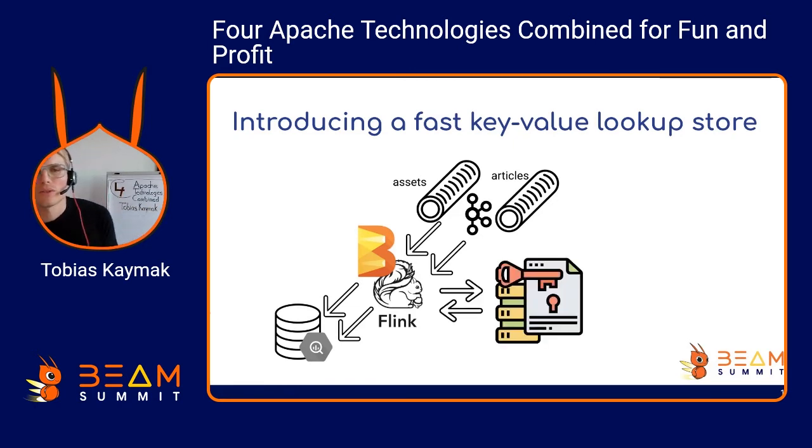Now let's introduce a fast key value lookup store to this scenario. Having a fast lookup store means no more calls to the APIs, so no more overloading, which is great. The key value-based lookup store would be queried by the pipeline and provide the necessary information. The next questions were how to keep it updated and what kind of technology to use for it.